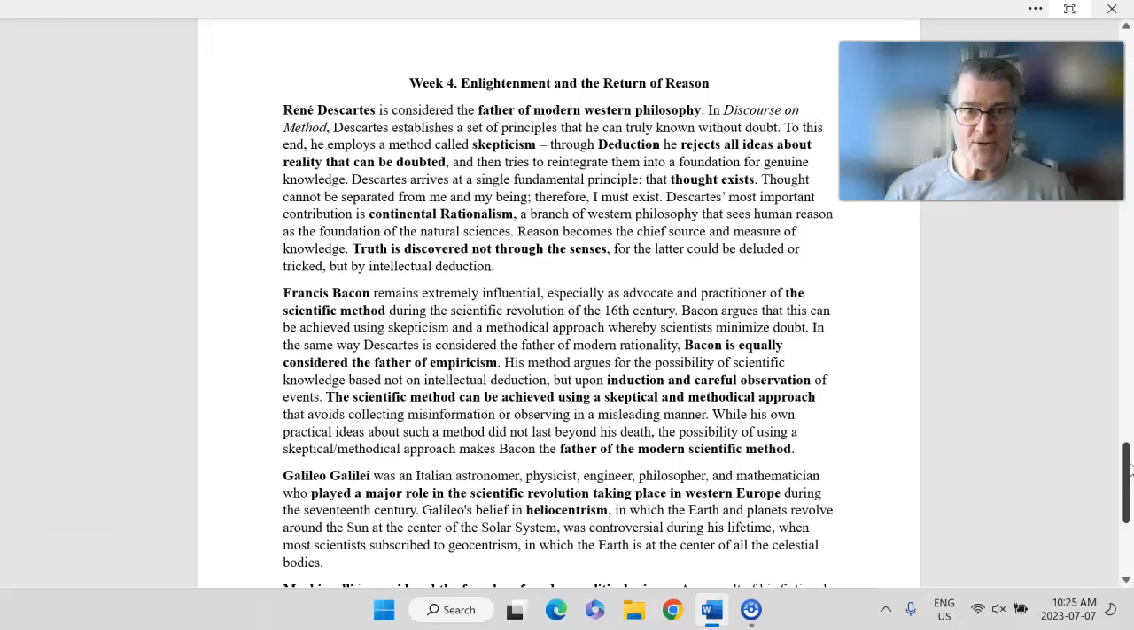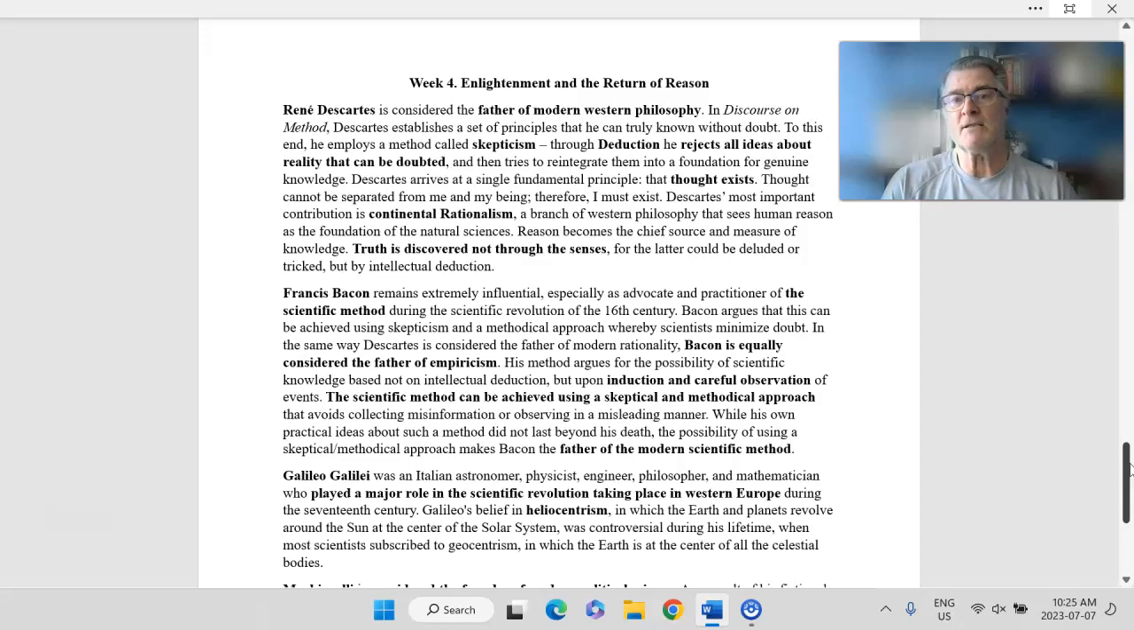Now, what happens in this section, and we're talking now around the 1600s, is the return of reason as a scientific tool. So I want to look at a couple of different thinkers. Descartes and Bacon in particular are usually discussed at the same time, but we also want to look at Galileo, and then we'll end with Machiavelli. So let's start with Descartes first.